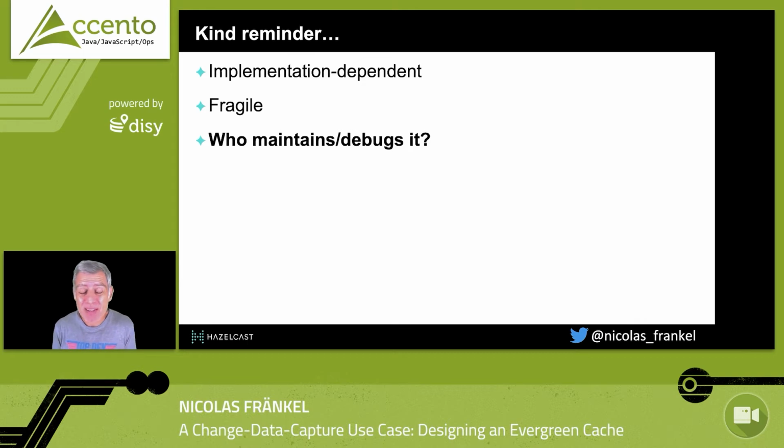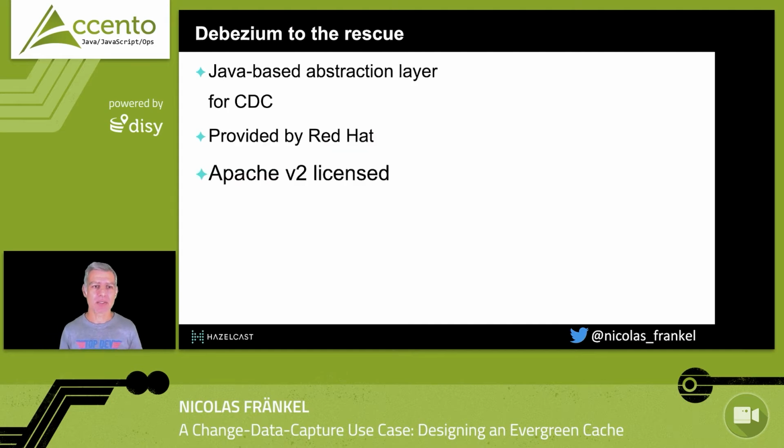So, what can we do? Well, there is somebody or someone, like an organization, a library that does it for us. And it's called Debezium. And Debezium actually acts as an abstraction layer upon those logs. So you've got a nice and clean API on top of that. It's provided by Red Hat under the friendly Apache v2 license, so you don't need to pay anything.